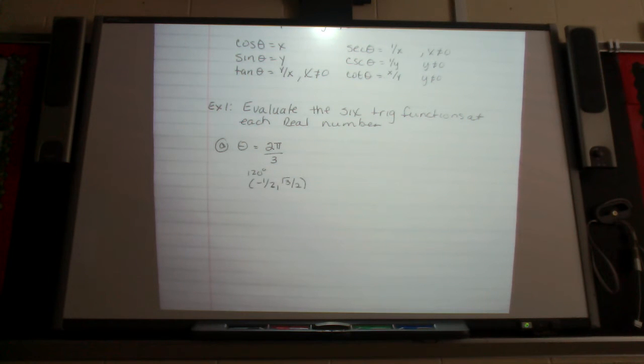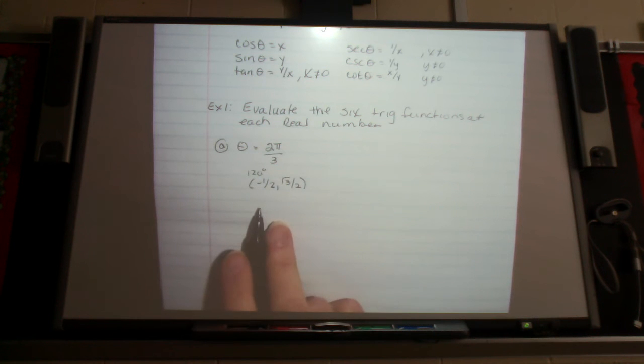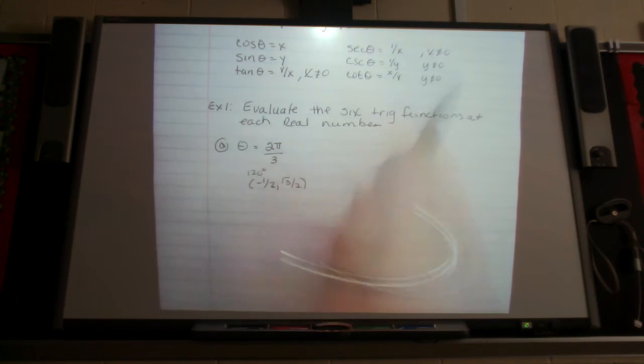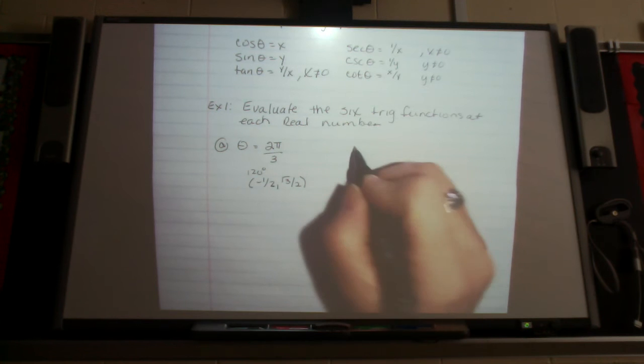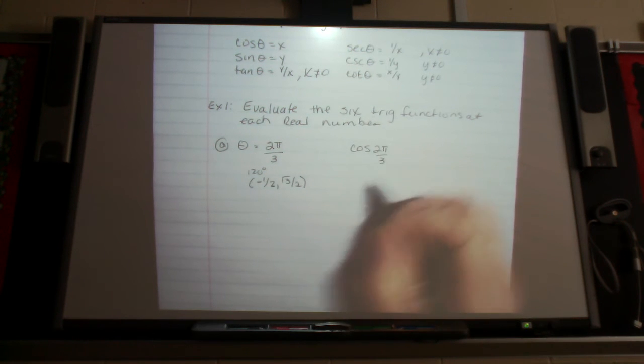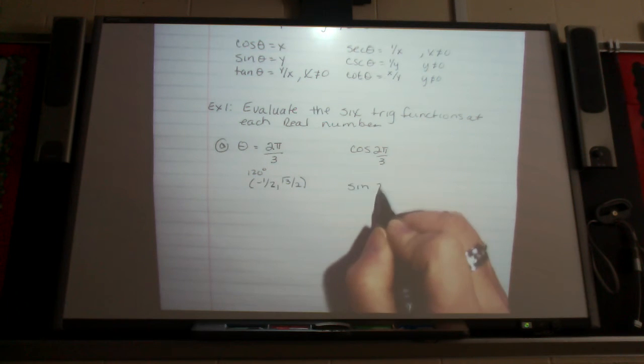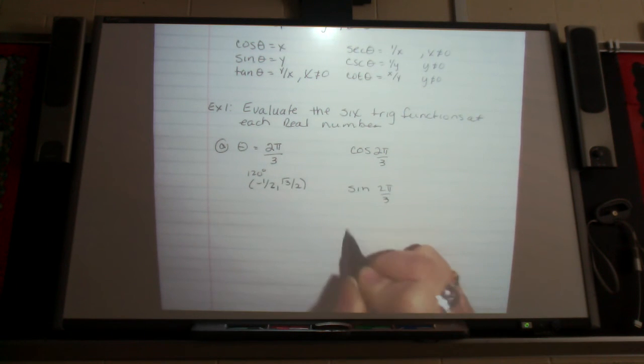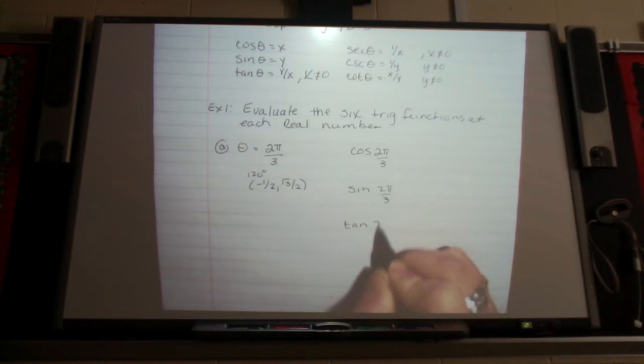Like this entire chapter is like this, right? That's all we read, this entire unit. So now we have to evaluate all 6 trig functions. So we need to find out what the cosine of 2 pi over 3 is, what's the sine of 2 pi over 3, what's the tangent of 2 pi over 3?